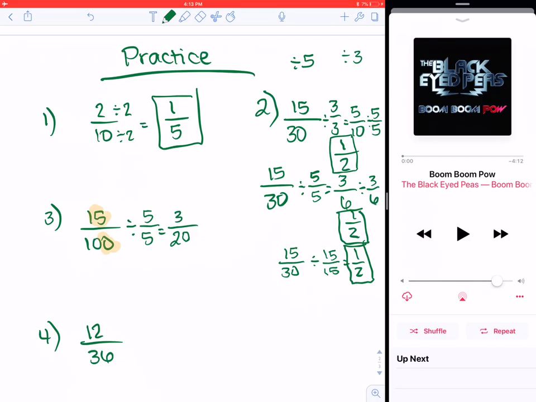Can I reduce 3/20 again? Well, 3 I know I can divide by 3. 20 ends in an even number, so I can divide by 2. 2 plus 0 is 2. That's not divisible by 3. I know that it is divisible by 4 because 4 times 5 is 20, which means I can also divide by 5 because it ends in a 0, and I can divide by 10, but none of those work for 3. So this is my answer.